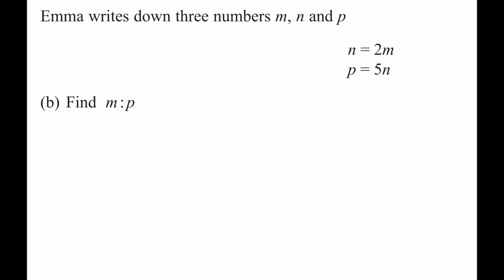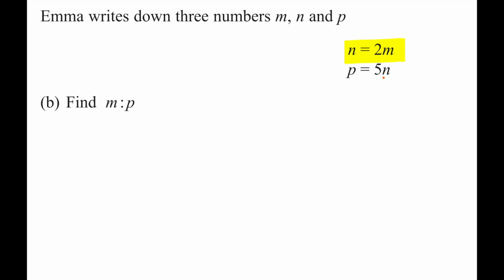This is quite a tricky question. We're looking for the ratio of m to p, so we need to start by forming an equation of m in terms of p or p in terms of n. What you'll notice from the ratios that we're given is that n doesn't appear in this ratio here, but we are told that n is equal to 2m and p is equal to 5n.